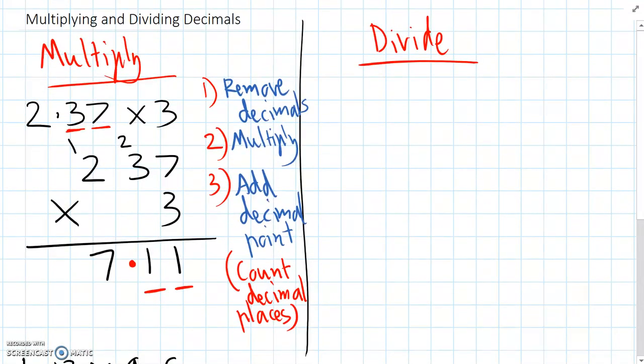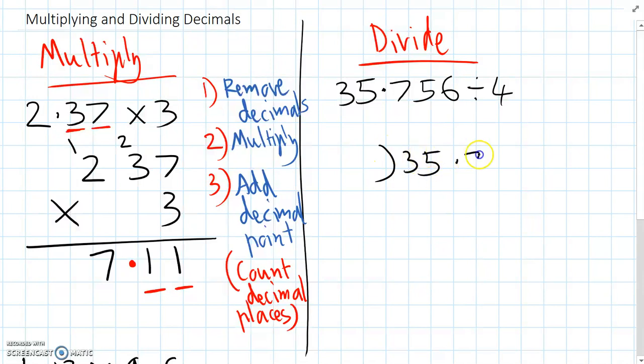When we're dividing decimals, if we're dividing by a whole number, we can use short division like normal. So this one, 35.756 divided by 4, we can set up short division just like normal. 35.756 divided by 4. Let's work it out.